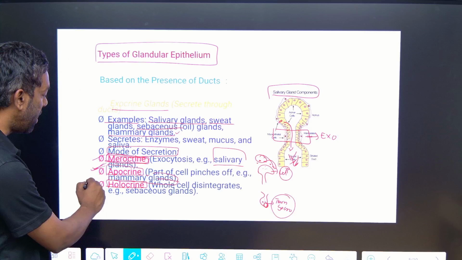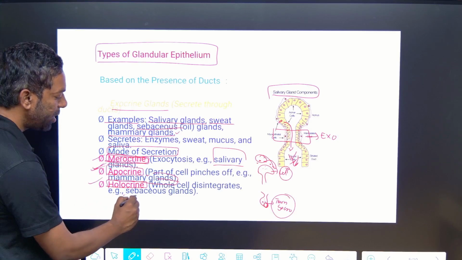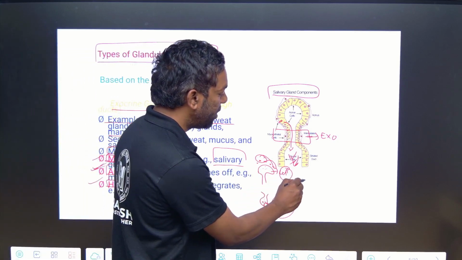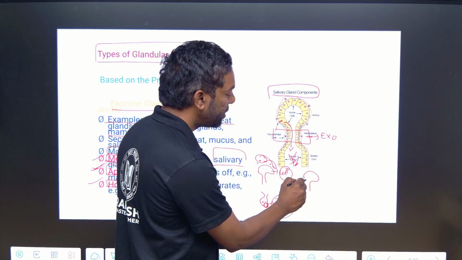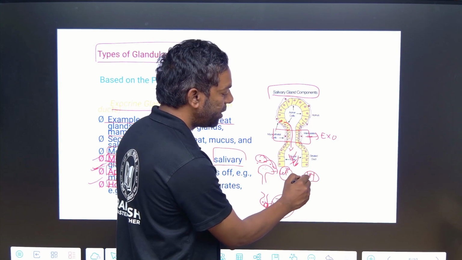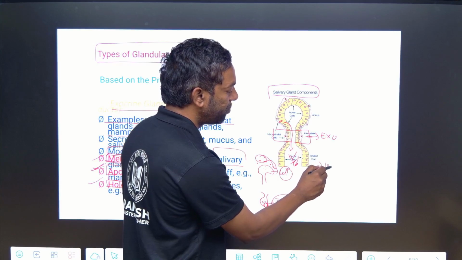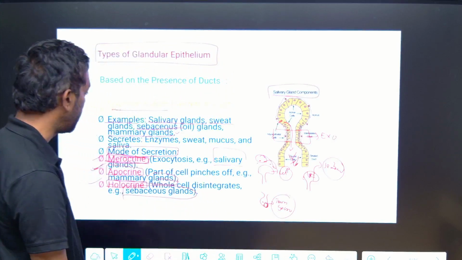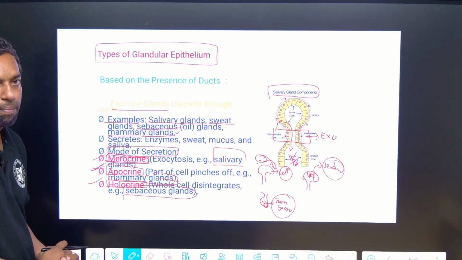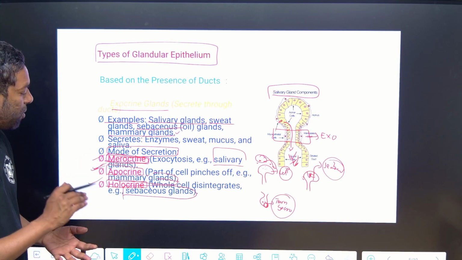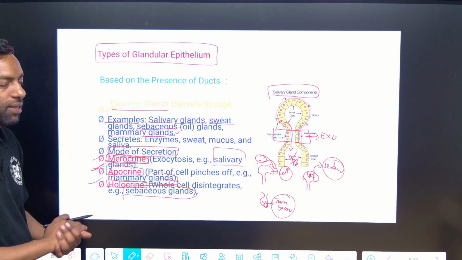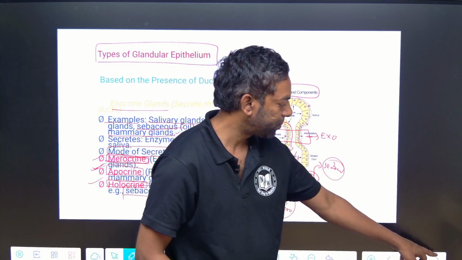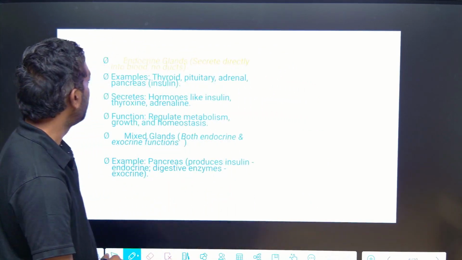And as well holocrine, for example the sebaceous gland. The whole cell of the sebaceous gland disintegrates to form sebum. This is about classification based on the secretion. Merocrine, apocrine and holocrine come under duct, exocrine glands. Okay? Next one, endocrine glands.